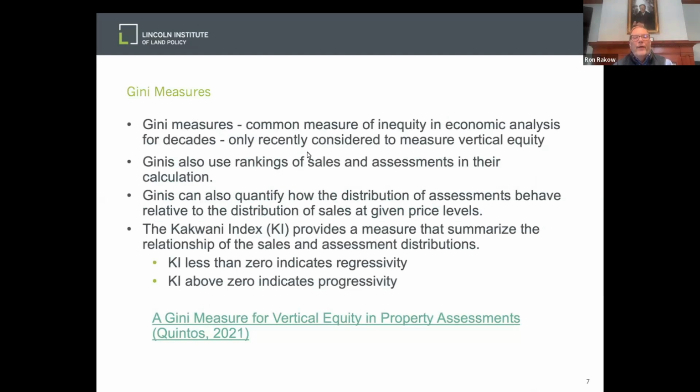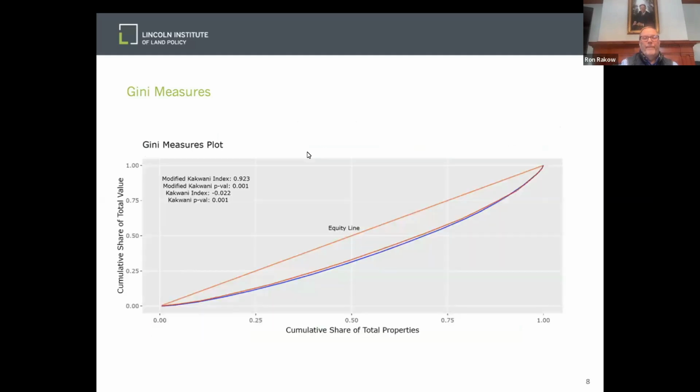Ginis also provide us with a statistical measure called the Kakwani Index that summarizes the relationship of the sales and the assessment distributions. And a lot of this analysis was brought to us by Carmela Quintos from the New York City Assessor's Office. She did a great paper on this in the Journal of Property Tax and Assessment Administration in 2021 that is cited here.